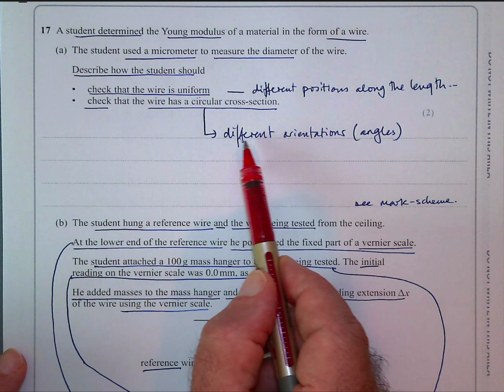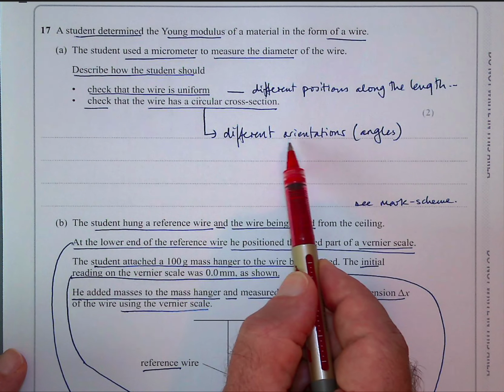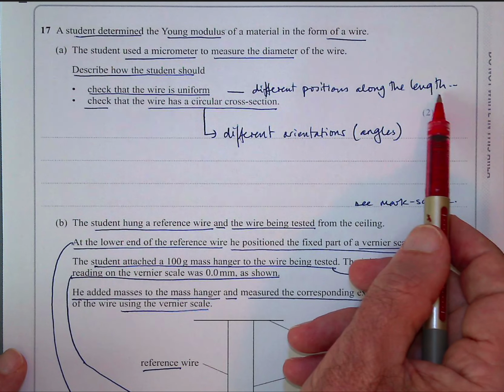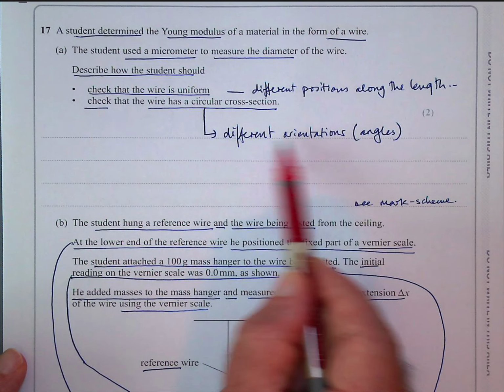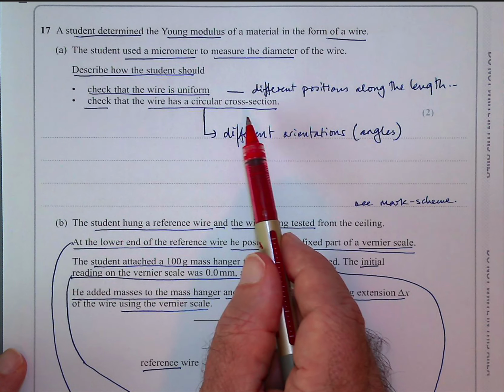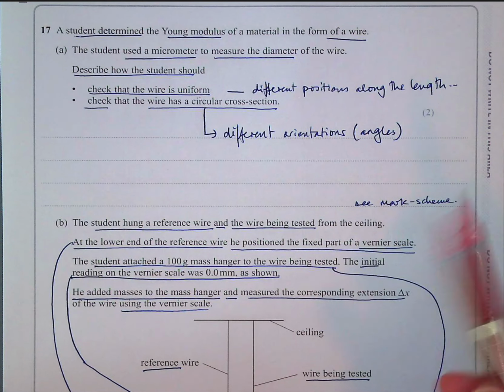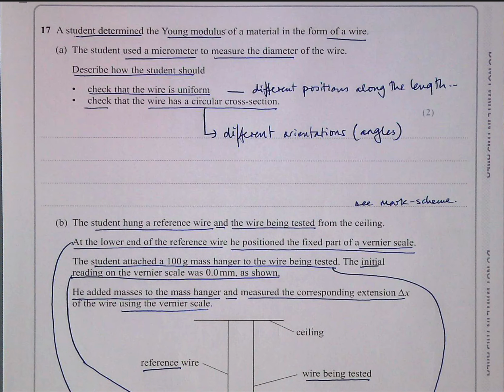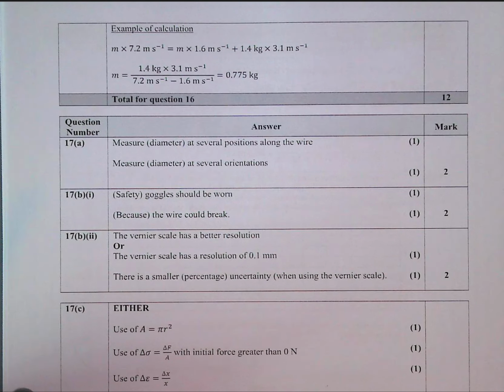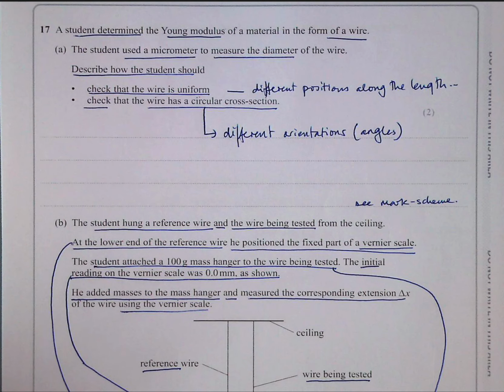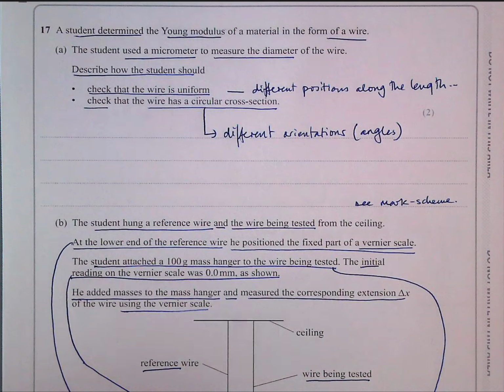Well, this means make sure that you do it at different angles or different orientations. So if you mention different positions along the wire, that will check that it's uniform. If you do it at different angles of the wire, you can check that it actually is circular. Okay, so you can see the mark scheme for question 17 to make sure that I haven't missed anything. There's the mark scheme, so you can see that's how you get it. You can also pause the video for parts B and B1 and B2. Okay, so there's question 17, first part.